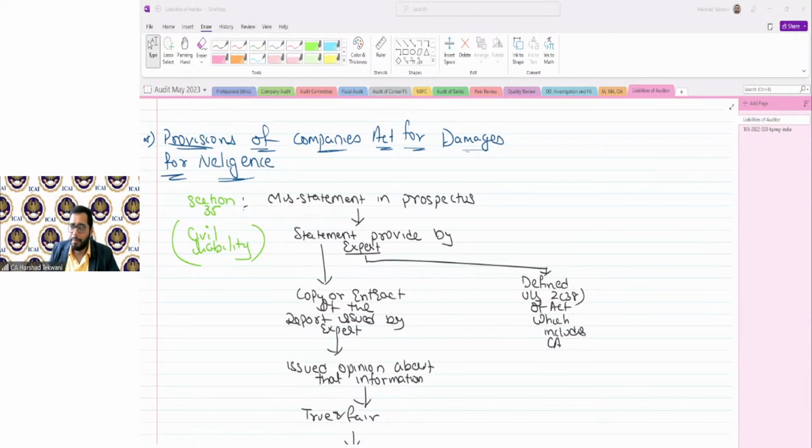Now the thing here is under what circumstances a person will be held liable. The concept is that there is a misleading statement, the person has relied upon that misleading statement, in this case the prospectus, and the person has suffered losses. Three things: has relied, it was misleading, and losses. If these three are there, then only will the officers I have mentioned be held liable.